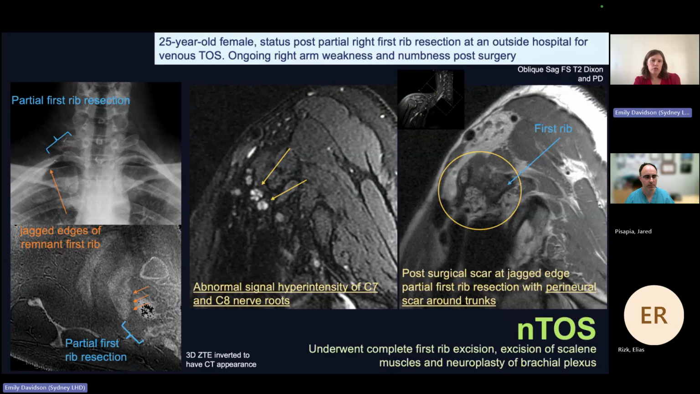We also see cases of previous thoracic outlet surgery with recurrent nerve symptoms. In this case, this patient had a previous venous TOS surgery, partial rib resection. But when we do our neurography sequences, and we also ran this PD sequence so that we could look at any scar tissue or fat planes, you can see that this first rib is actually abutting the C7 and C8 nerve roots here, and it's probably causing nerve irritation and tethering.